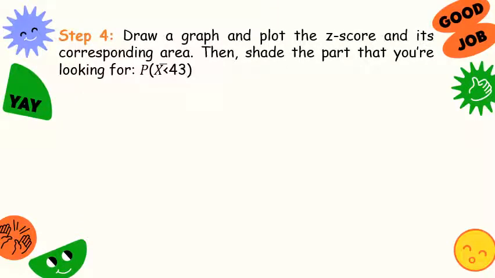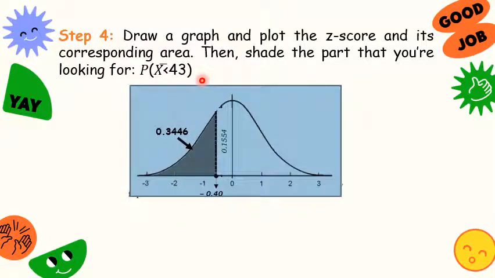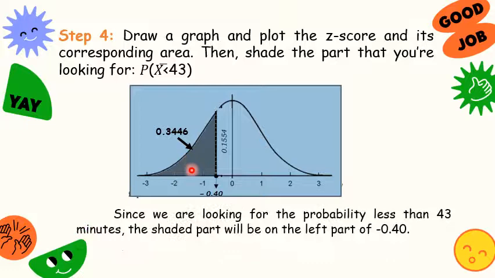Step 4, draw a graph and plot the z-score and its corresponding area. Then, shade the part that you're looking for. Ang hinahanap natin ay the probability that the sample mean is less than 43. So, ito yung ating graph, no? Yung ating bell-shaped na graph. And then, bakit ang isi-shade natin ay itong part na to? Sabi dito, since we are looking for the probability less than 43 minutes, the shaded part will be on the left part of negative 0.40.